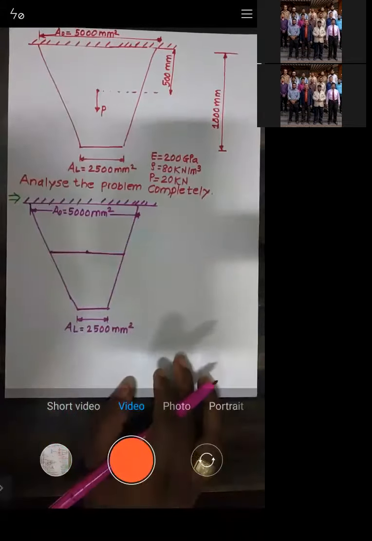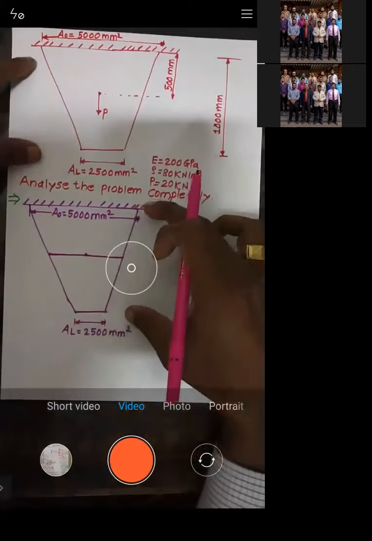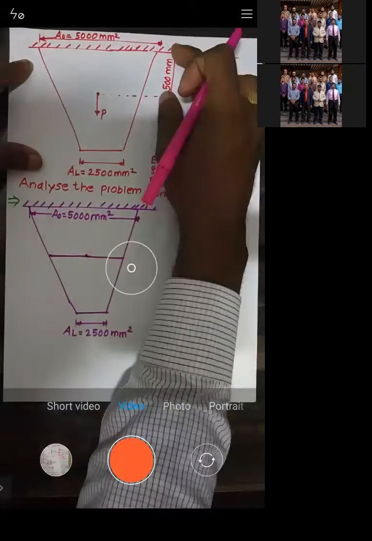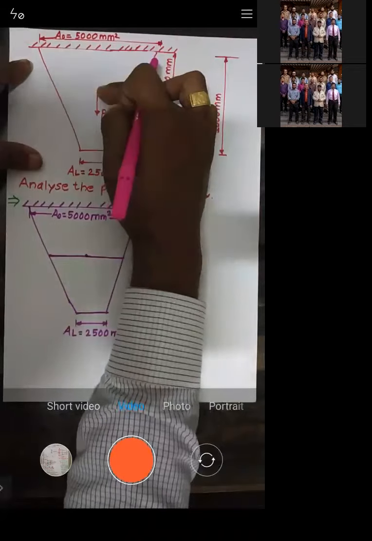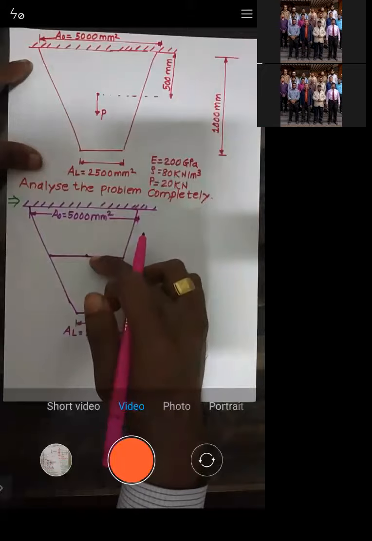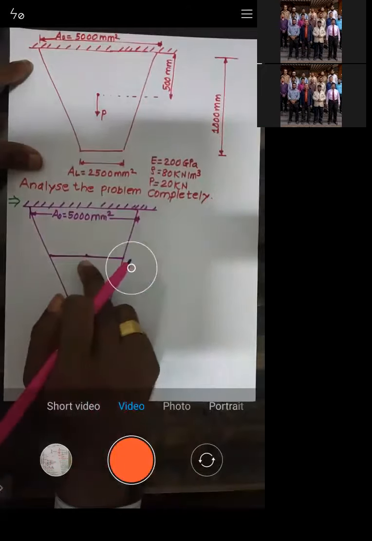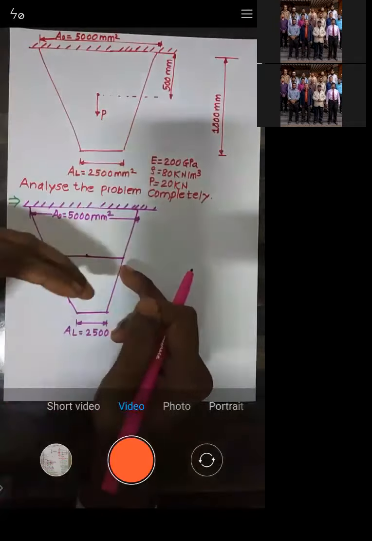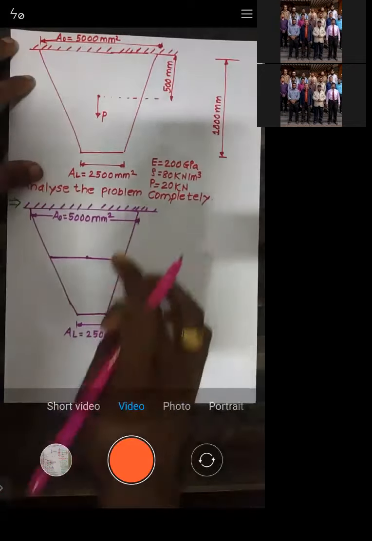So what happens is this entire length of 1000 mm gets split into two parts of 500 mm each, because they have applied the load at a distance of 500 mm from the fixed support. So at a distance of 500 mm from the fixed support, I will mark a node. When you mark the node, that element gets split into two parts. Now you have two elements.